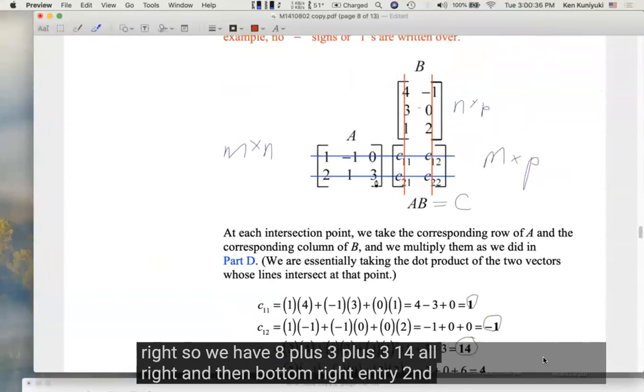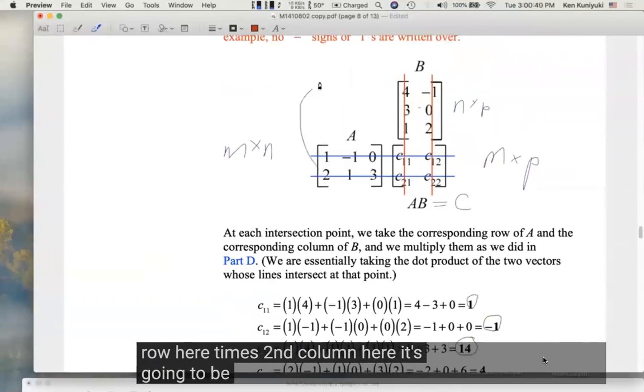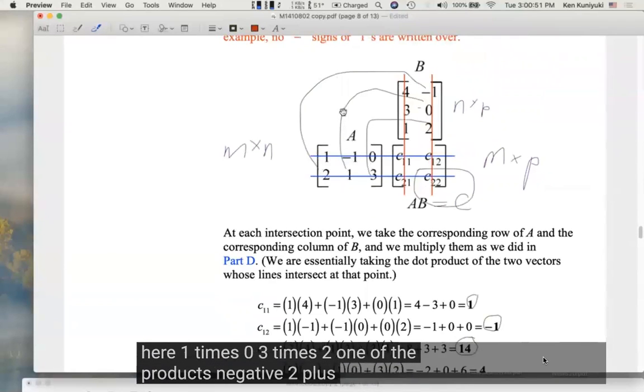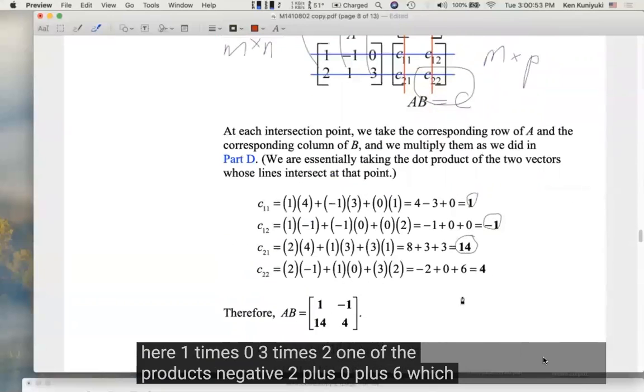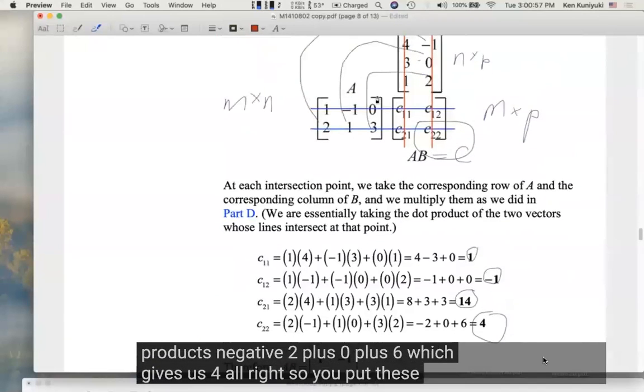Bottom right entry, second row here times second column here. It's going to be 2 times the -1. Oops, here. 1 times 0, 3 times 2. What are the products? -2 plus 0 plus 6, which gives us 4. All right. So you put these in their correct slots.